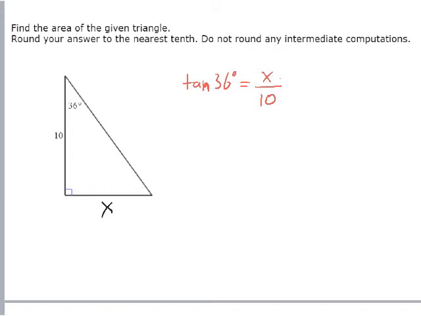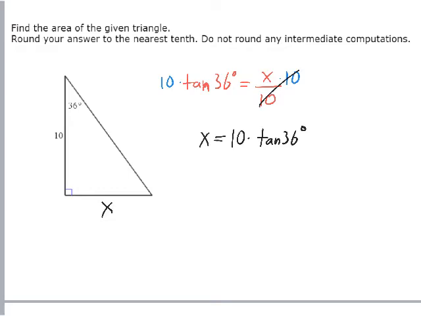So to solve for x, we're going to multiply both sides by 10. So we have x equals 10 times tangent 36 degrees. This right here is the exact length, and we want to keep that, because see right here, do not round intermediate computations. So that is the exact value of this side. I don't want to find the decimal. The decimal is about 7 something.